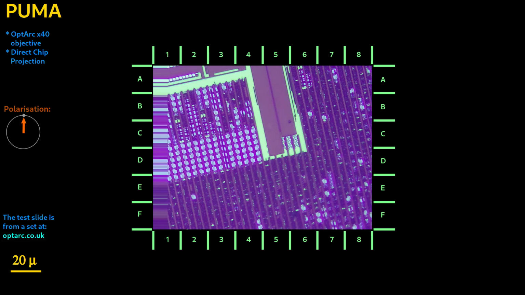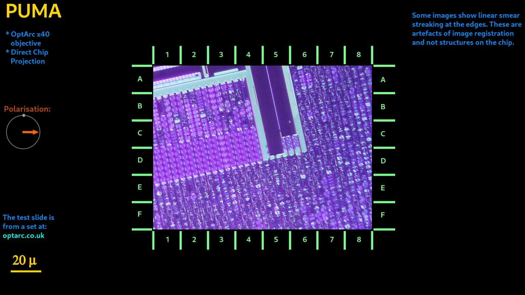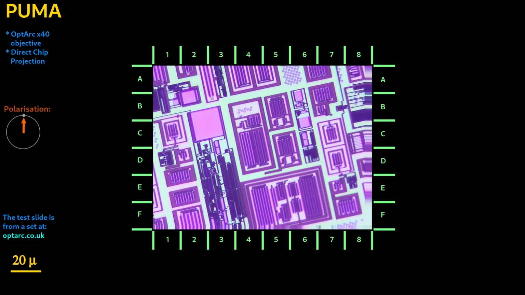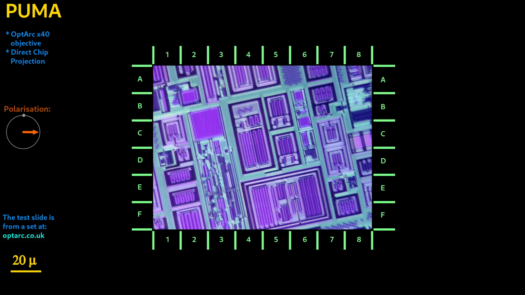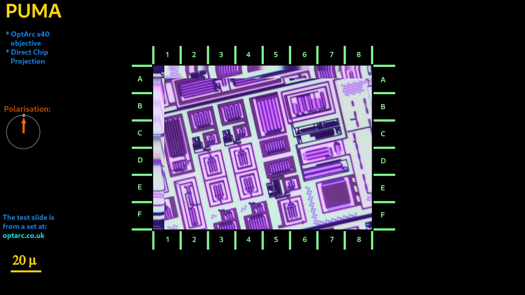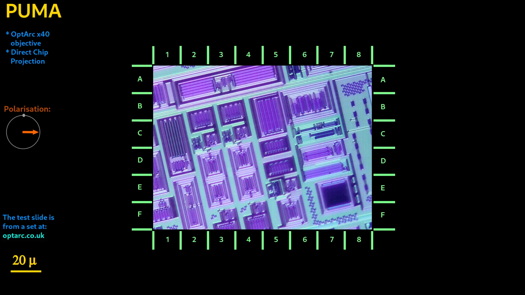We now move on to higher resolution imaging using direct chip projection with the C-mount camera. These images are taken with a ×40 dry Optarc objective. Now, I'm not an expert in microelectronics, so I won't pretend to know what I'm looking at in these pictures, but I'd be interested to know what you think the various components are. Please leave your views in the comments, and to assist this, I've overlaid grid reference lines at the sides so you can identify structures you wish to discuss.